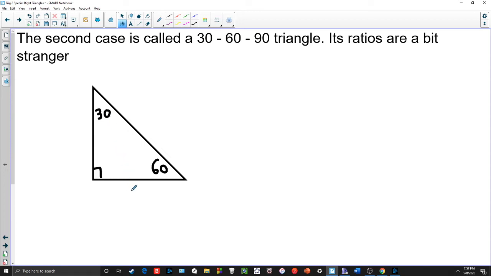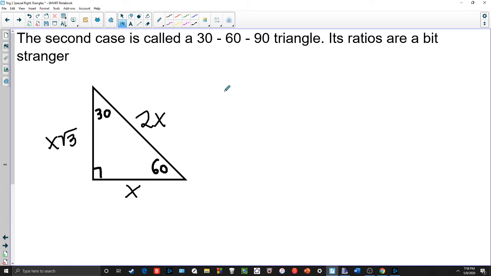Across the 30, that's going to be our x side. If you notice, all these ratios are described in terms of how they relate to the smallest side. So the smallest side in this right triangle is going to be called x. And the reason I know that this is the smallest side is because it's across the smallest angle. So smallest angle across that is the smallest side. So this side we're going to call x. The 60-degree side is x root 3, or basically root 3 times as big as x. And the 90-degree side is twice as big as x. So the 90-degree side is twice as big as the smallest side, and the 60-degree side is root 3 times as big as the smallest side.